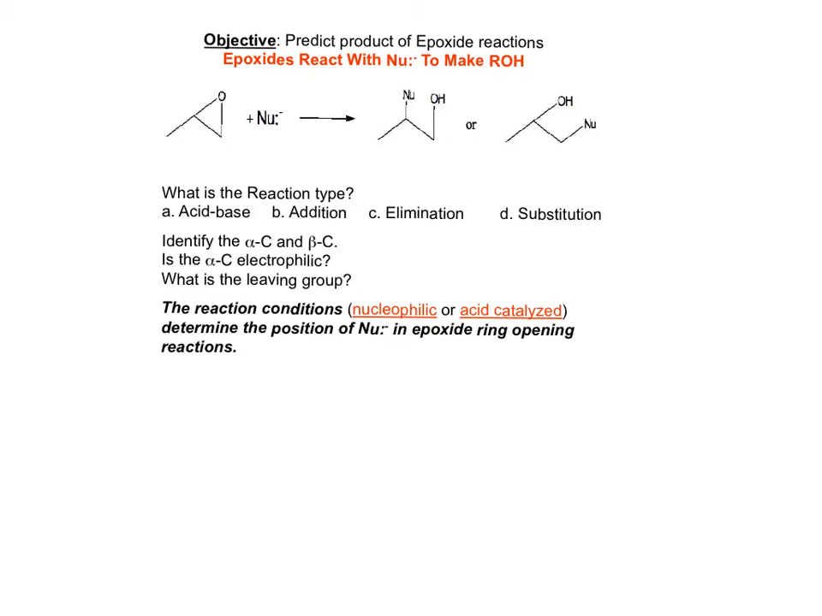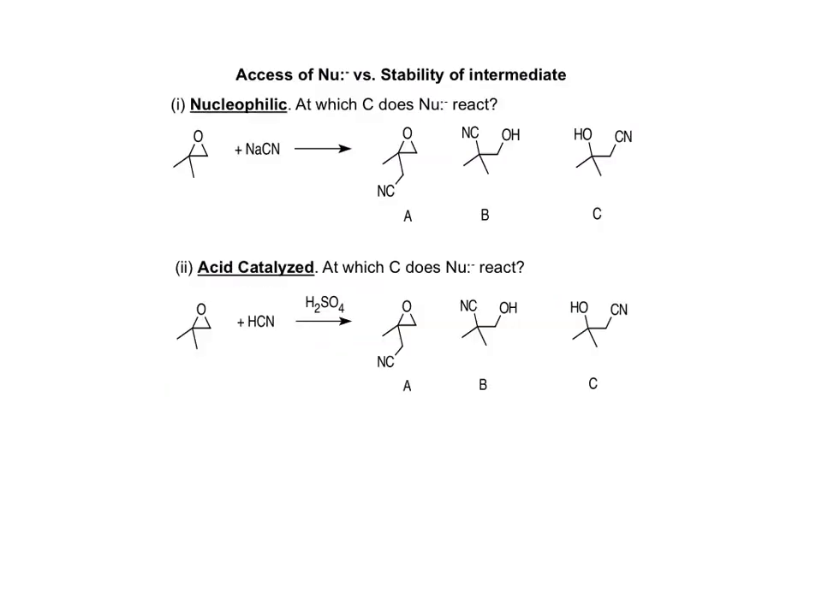So the answer to question 1 is substitution reaction. And for a substitution reaction, we need an alpha carbon and leaving group. Here are the alpha carbons, and the leaving group leaves when either this bond breaks or that bond breaks. The reaction conditions determine the position of the nucleophile in these reactions.